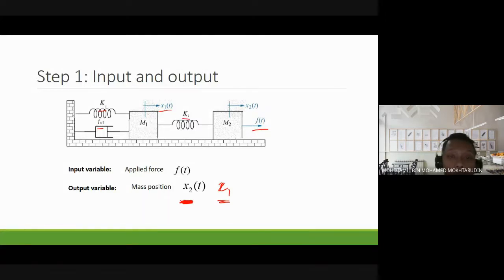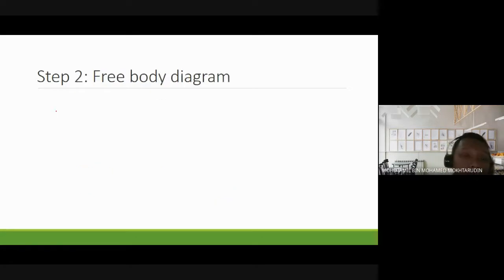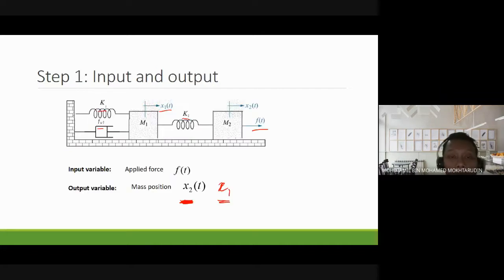So first we need to find all the elements that are attached on a particular box, in this case M1. So we need to identify what are the elements connected on M1. On M1 we have K1, FV1, and K2. So the position is we assume forward.